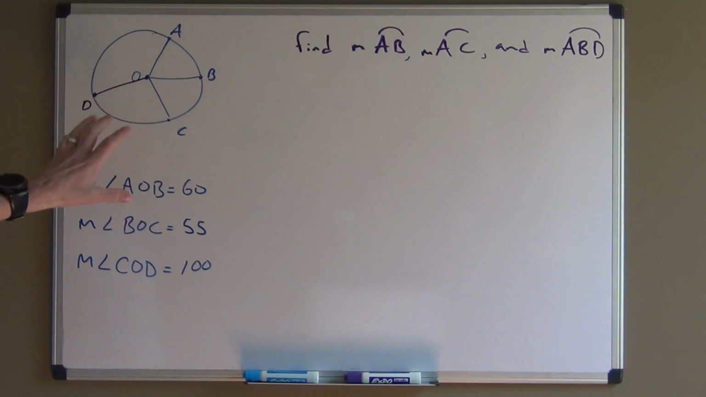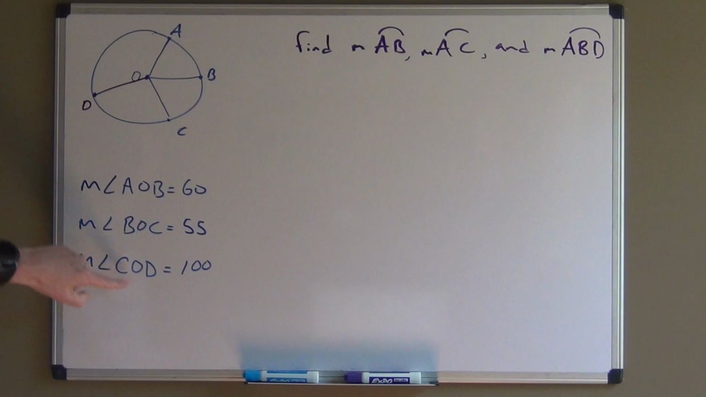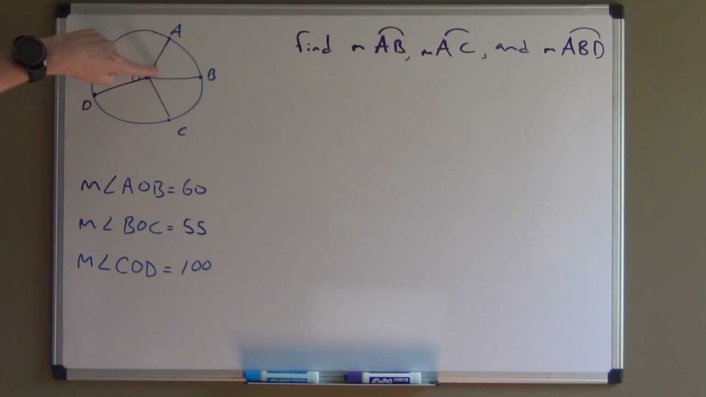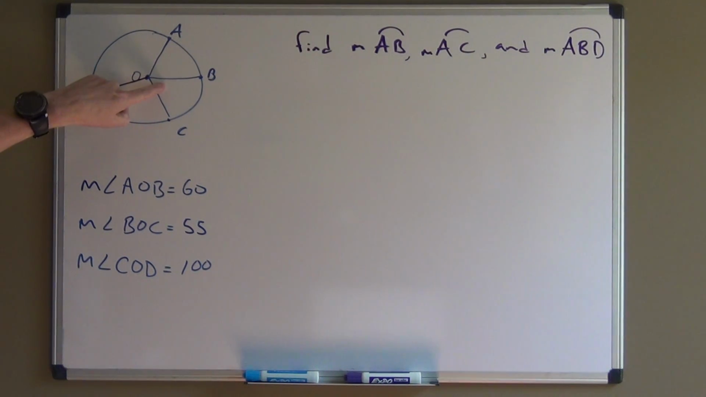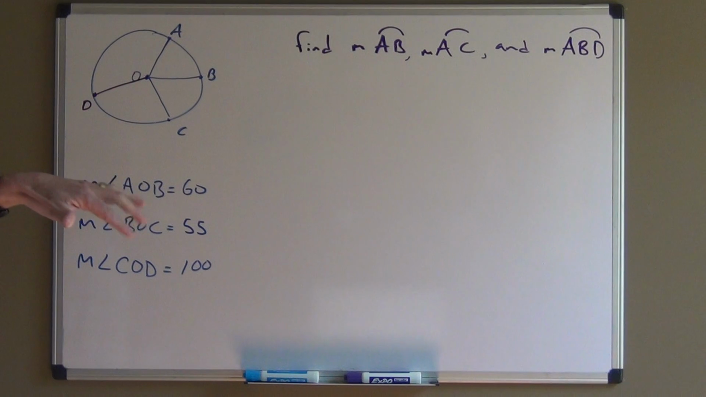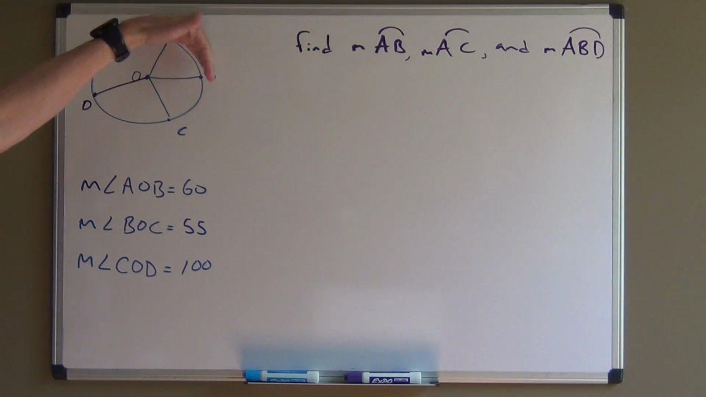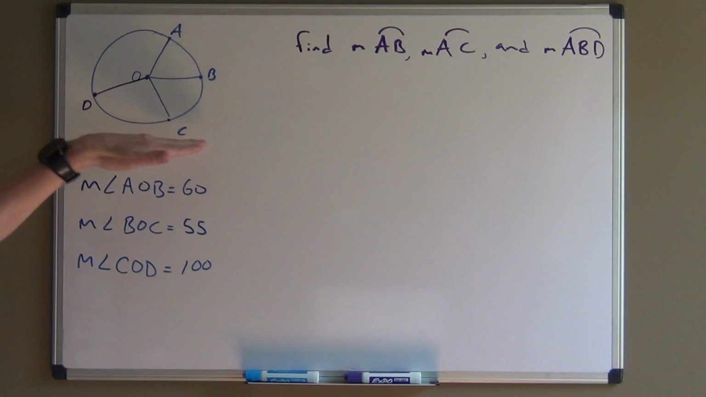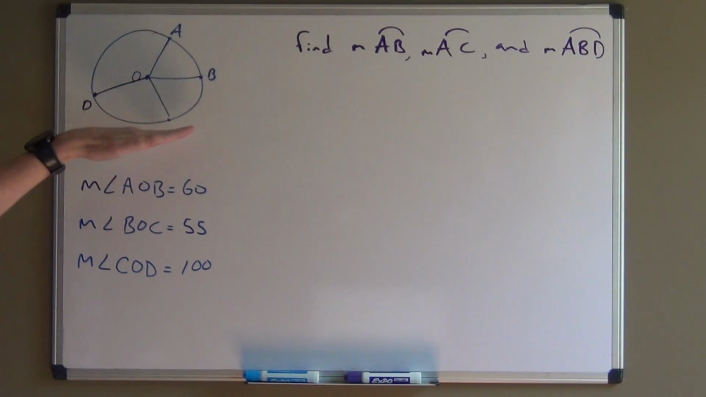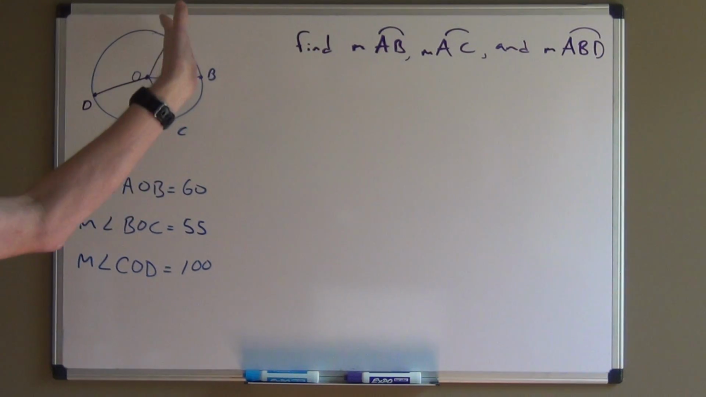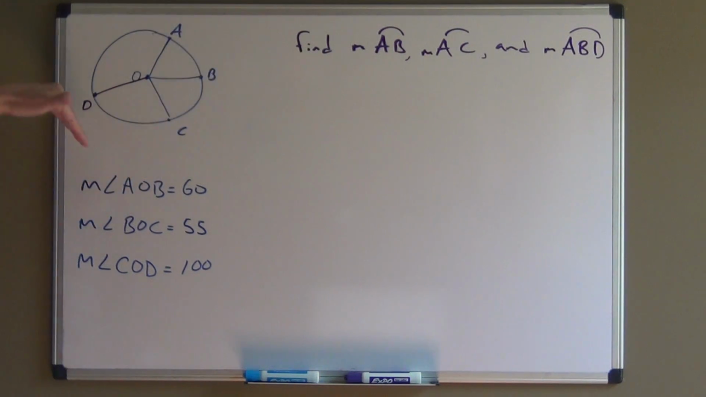And we're going to talk about the measures of the angles at the center. The measure of angle AOB is 60. The measure of angle BOC is 55, and the measure of angle COD is 100 degrees. All right? What we're going to try to do in this section is talk about the measure of the arcs. So what is the measure of the arc that goes from point A to point B, the measure of the arc from B to C, or from A to C, and then also what is the measure of the arc from A all the way over to D.